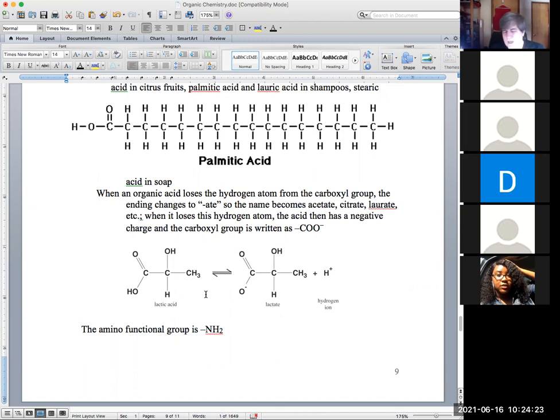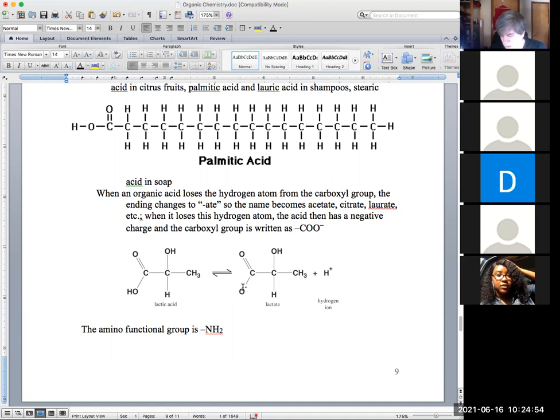So here's another type of acid that's found in the human body called lactic acid. We have a central carbon, it's got a bond to a hydrogen atom, it's got an OH, a hydroxyl group attached to it, it's got a CH3, a methyl group, and then it's got a COOH, our carboxyl group. So sometimes what happens is this oxygen with the OH loses the hydrogen.